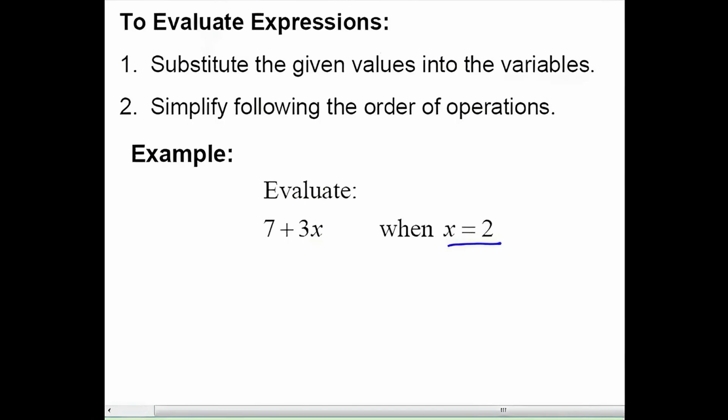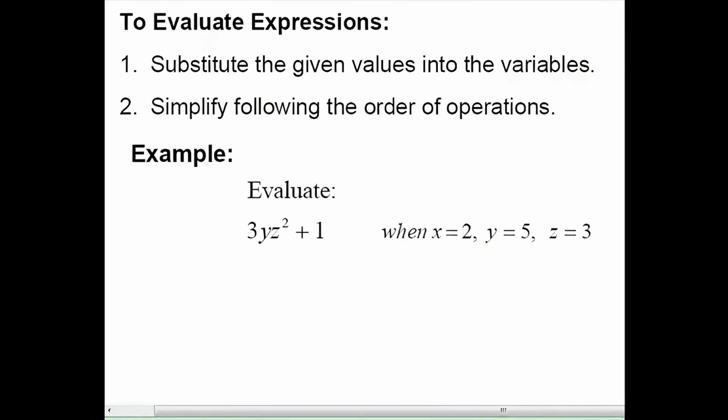So we're going to plug the 2 into the x, preserve the multiplication there. So it's a good idea to plug in with parentheses. So we have 7 plus 3, and I'll use parentheses. That'll show multiplication, and I'll plug in the 2. And then we'll use order of operations to simplify. So we would do the multiplication before we add. So that will be 7 plus 6, which will give us 13.